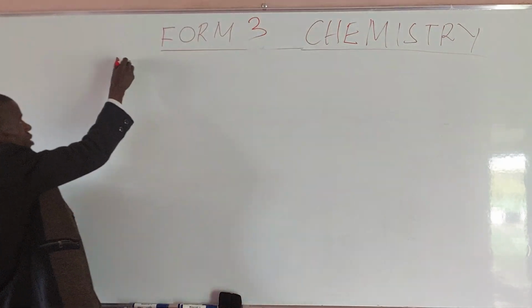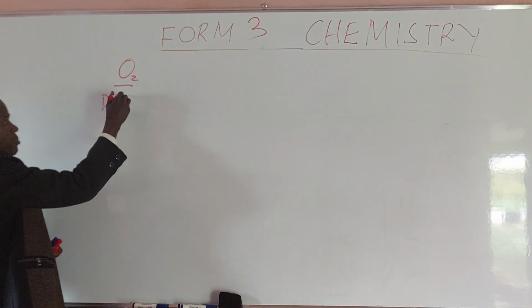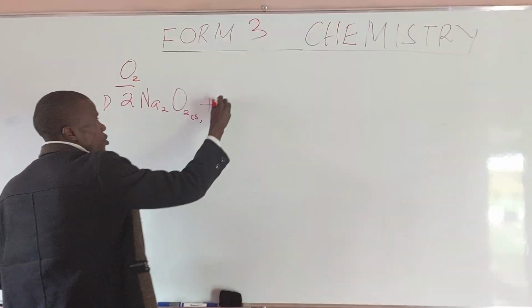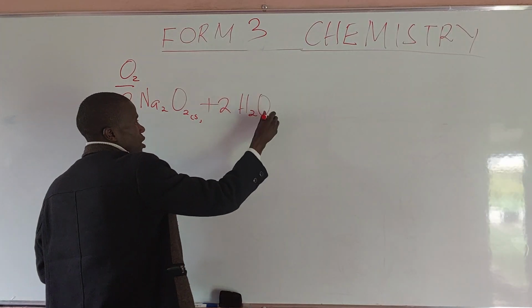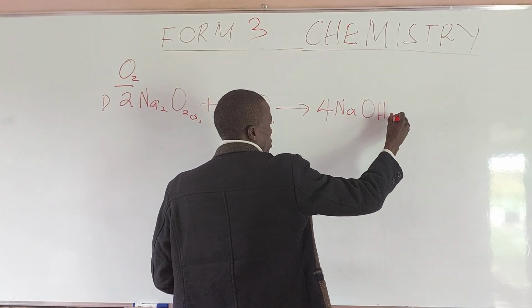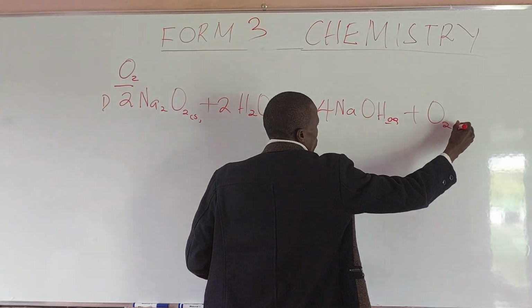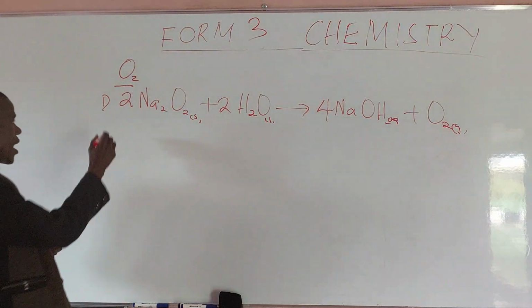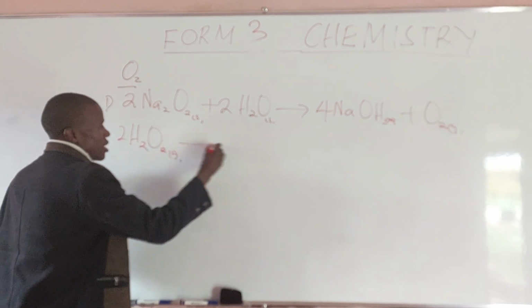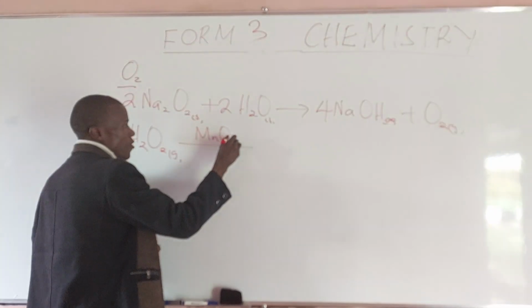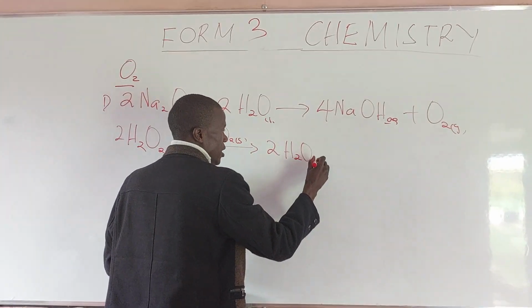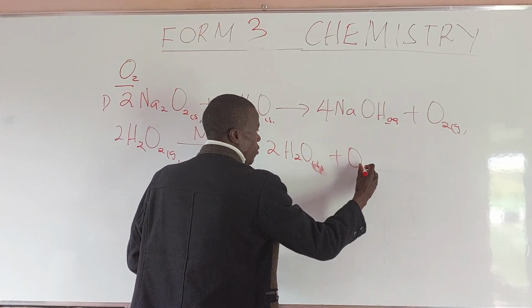So oxygen as a gas, we can prepare it by having 2 moles of sodium peroxide with 2 moles of water to form 4 moles of sodium hydroxide and 1 mole of oxygen gas. Or we can have 2 moles of hydrogen peroxide in the presence of manganese 4 oxide as a catalyst to form 2 moles of water and 1 mole of oxygen gas.